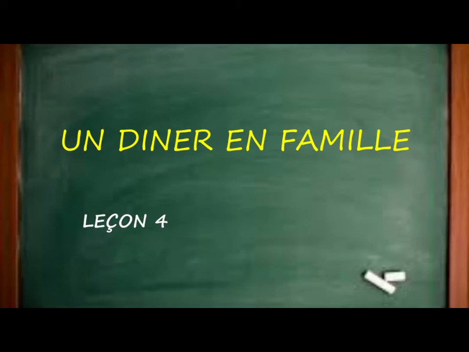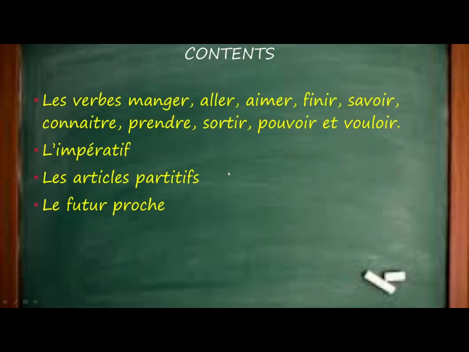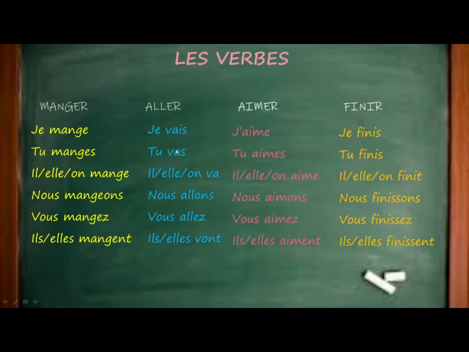So here we go. Un dîner en famille, lesson 4. The contents, as you saw, the verbs, some 10-11 verbs, l'impératif, les articles partitifs, le futur proche. And here we go with the verbs. We start with manger, aller, aimer, finir. Manger, as you know, is a GER ending verb. So when you've got a GER ending verb, you'll have nous mangeons, you'll be adding an e before the ending, so that will be pronounced as nous mangeons.